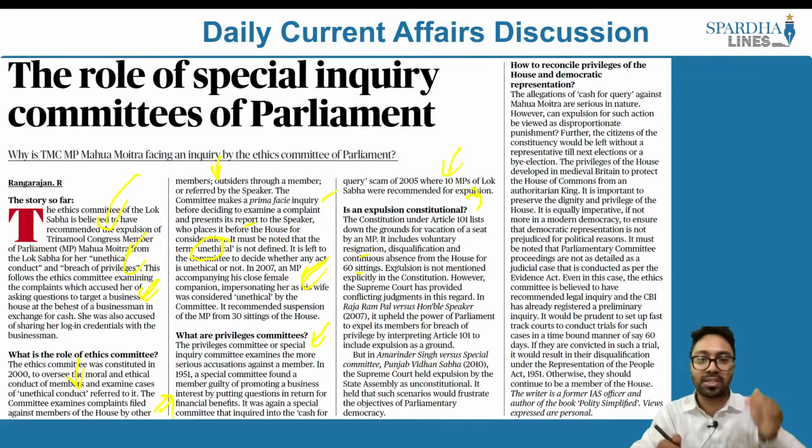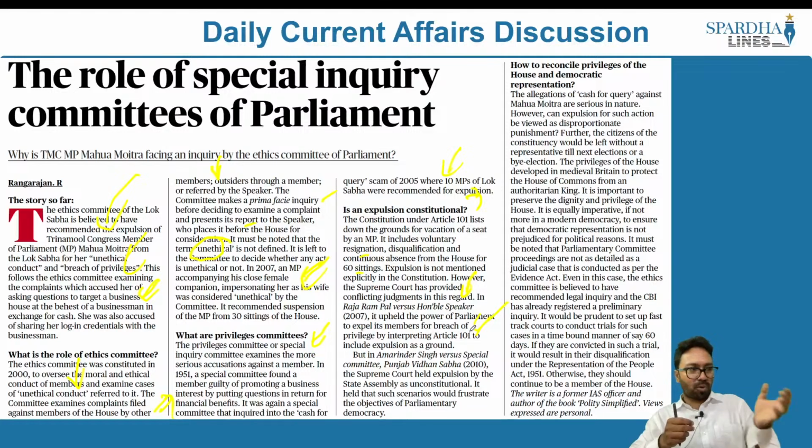No, it is once again not defined. However, the Supreme Court has provided conflicting judgments in this regard. What are these judgments? In Raj Ram Paul versus Honorable Speaker, it upheld the power of the Parliament to expel its members for breach of privilege by interpreting Article 101 to include expulsion. So the Supreme Court has given conflicting viewpoints.